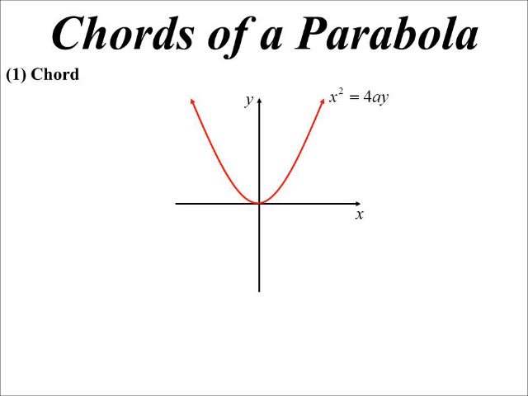Now, for this parametric stuff in extension 1, it'll always be just the basic one. We're not going to move it anywhere. So the vertex will always be at 0, 0 for the extension stuff. So x squared equals 4ay will always be the standard one that we're working with.